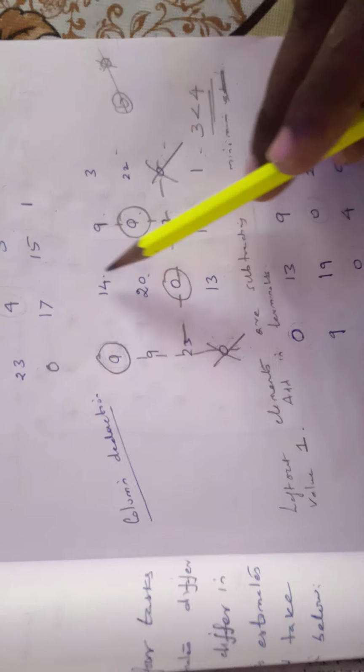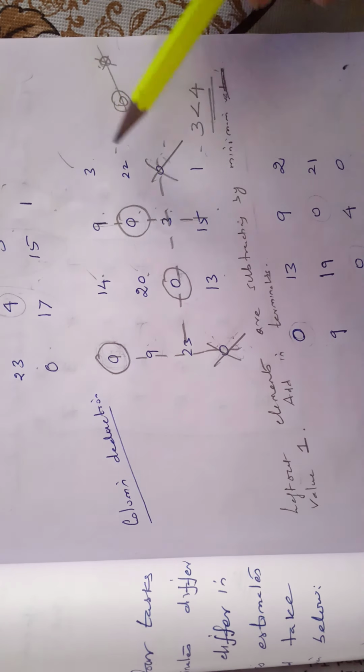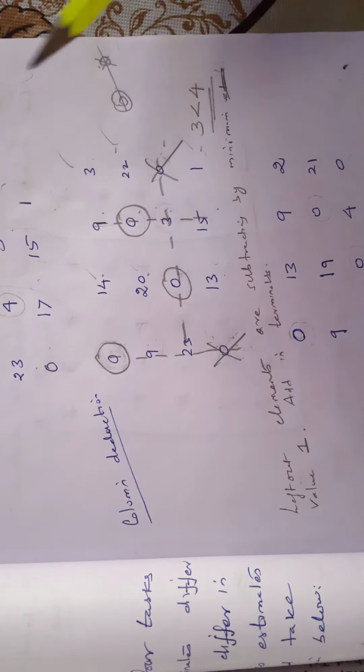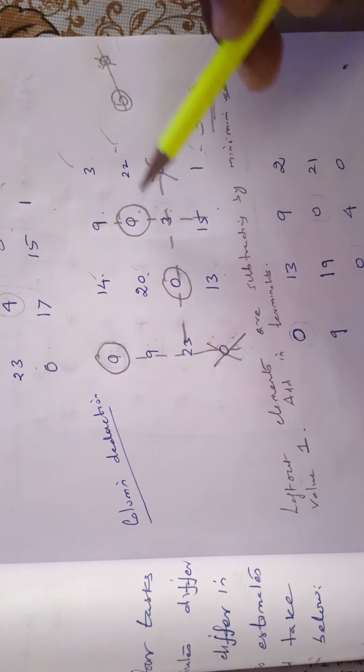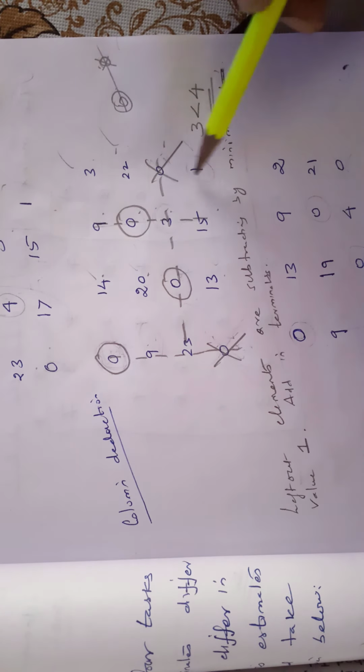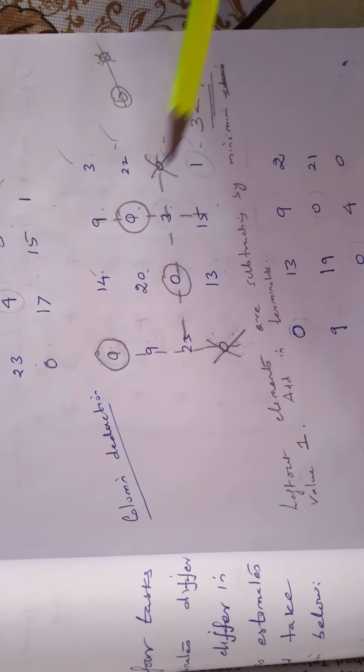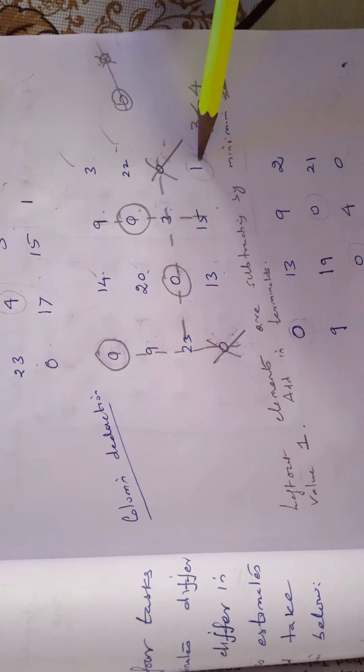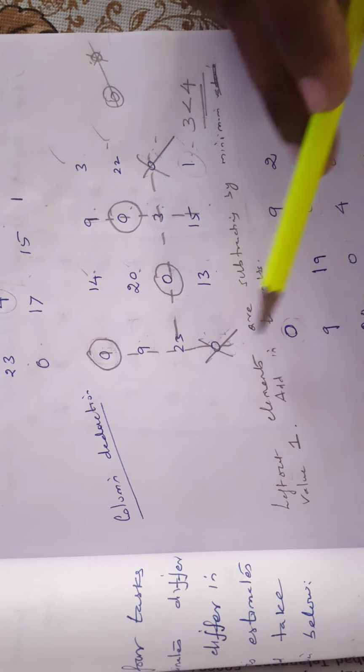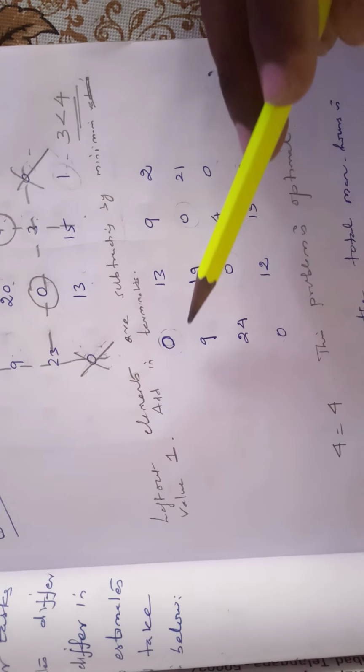In the next step, left out elements are subtracting by minimum. So the left out elements are 14, 3, 20 and 22, 13 and 1. So in the 6 values, 1 is the minimum value. So all the left out elements are subtracting by 1. In the terminal we have to add 1. That's all.